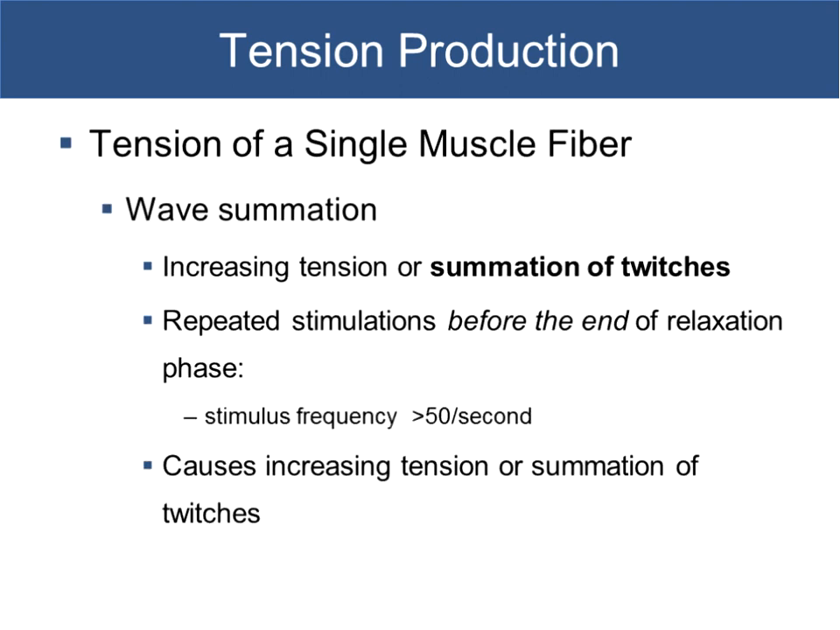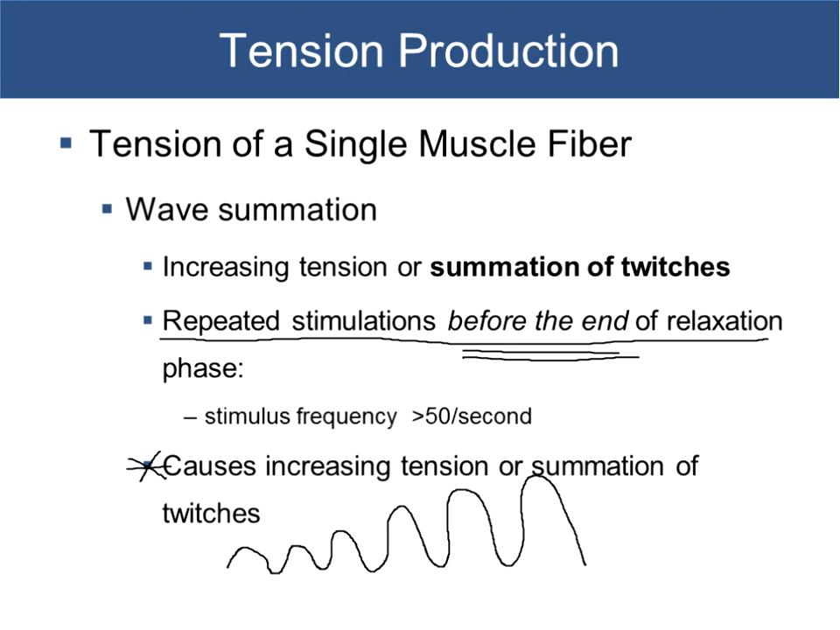With wave summation, that's going to be increasing the amount of tension for every subsequent contraction in much the same way that we saw for treppe. The difference here is that the stimulations come before the end of relaxation. With treppe, we have the stimulations coming right after relaxation. So we still are going to increase the tension or summation of those twitches, but instead of it being a stair step where we go up, down, up, all the way down, up a little bit more, all the way down, notice how we're allowed to relax to go all the way back down.